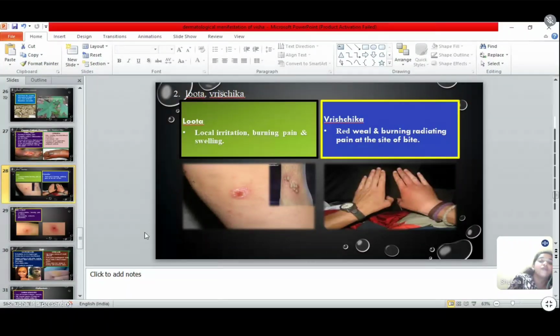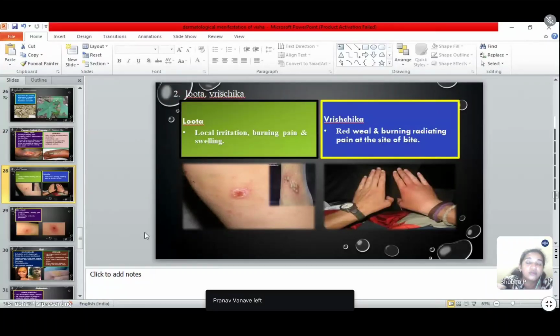There are clusters of eruptions which are present. What is important in Lootha? क्लेदेन यत् स्पृशेत्यङ्गं तत्रापि कुरुते व्रणं. You might not get a history in Lootha, that Lootha has come and bitten. You might get a history that I had hanged my clothes and Lootha crawled over it.